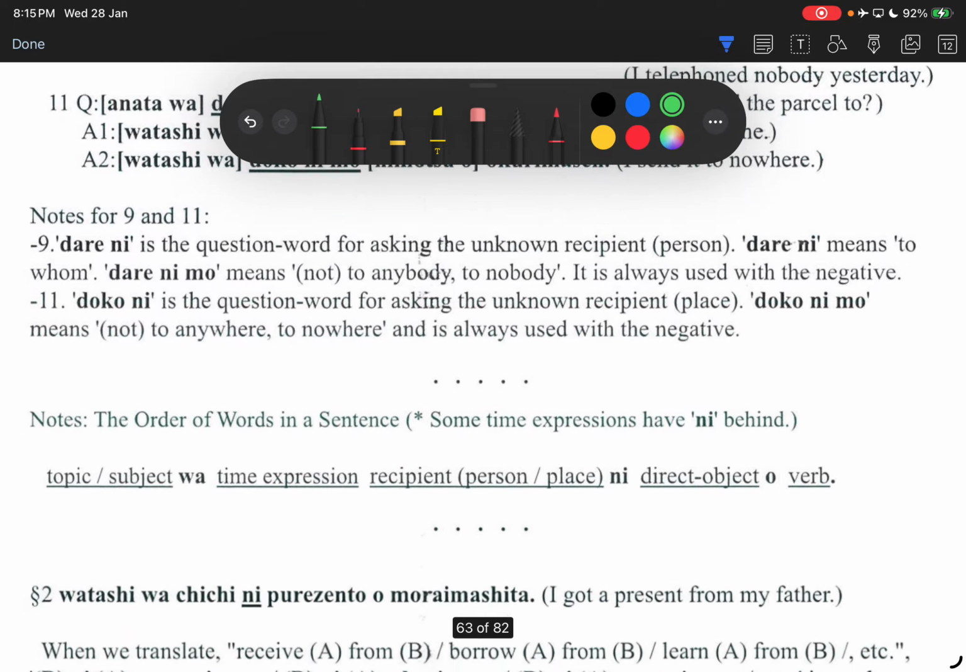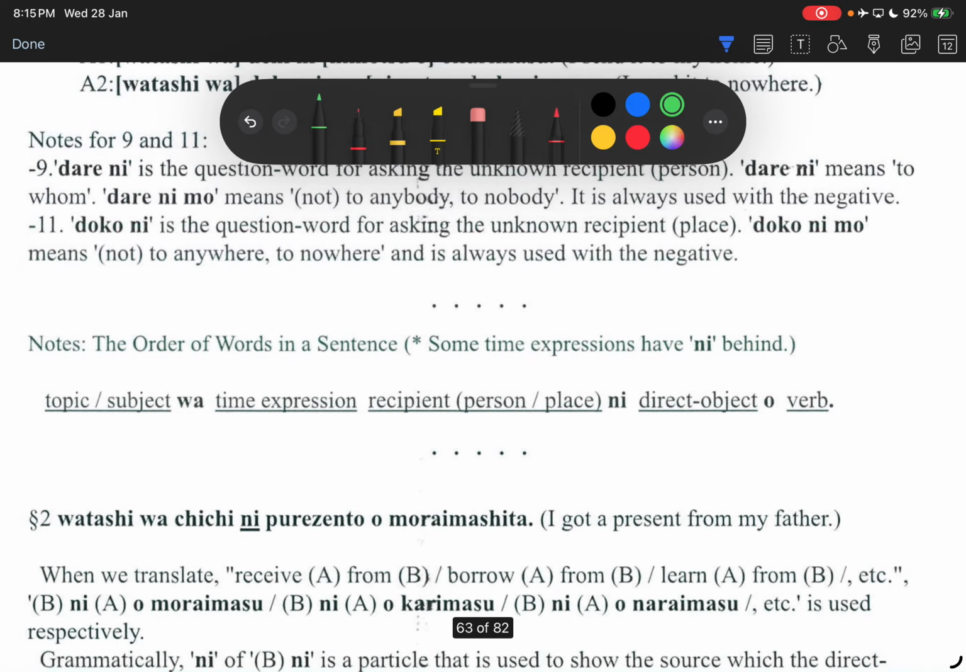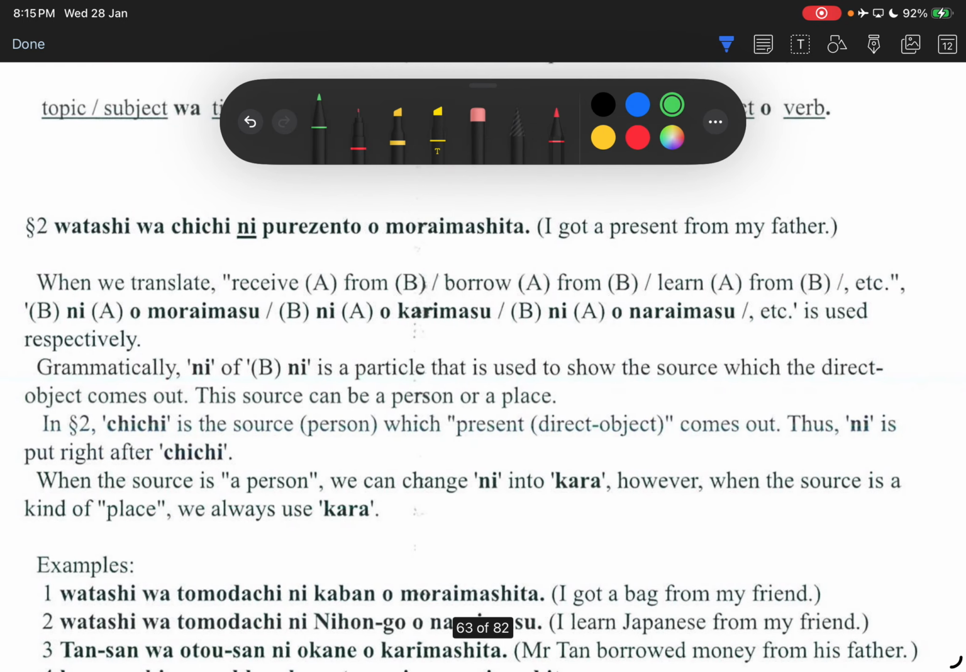So far so good. Any questions so far? No question. Let's look at number 2. Watashi wa chichi ni presento o moraimashita. So watashi wa chichi ni, right? So chichi ni is from father. So how do we know it's from father? Because of the word behind.